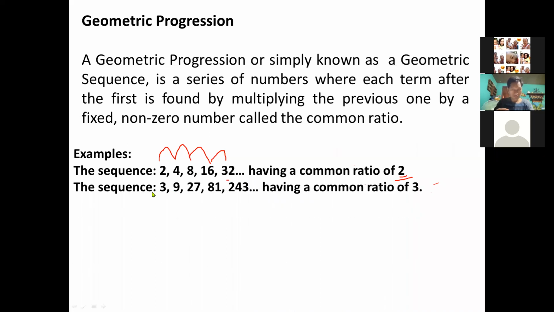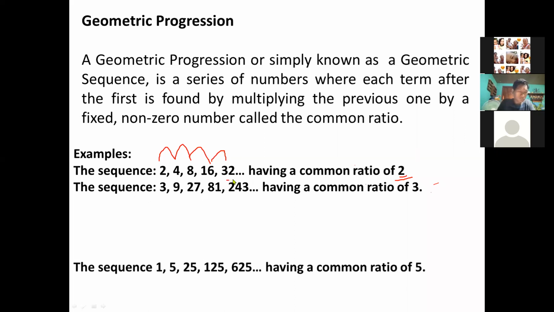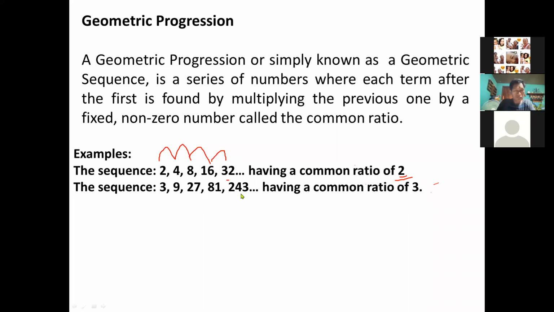Another example. 3, 9, 27, 81, and 243. Because as we can see here, yung 243 divided by 81, ang quotient natin is 3. 81 divided by 27, common ratio nila 3 pa rin. 27 divided by 9, quotient is 3. 9 divided by 3, the quotient is 3. So this sequence is written in geometric progression.